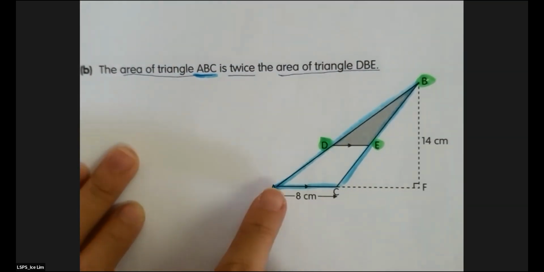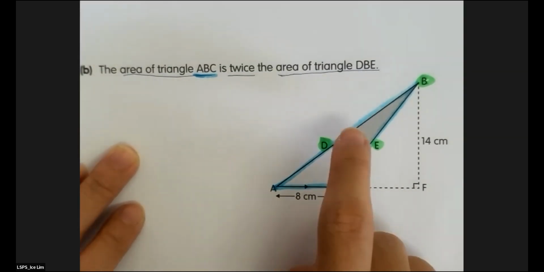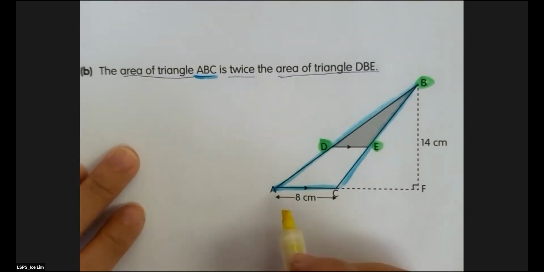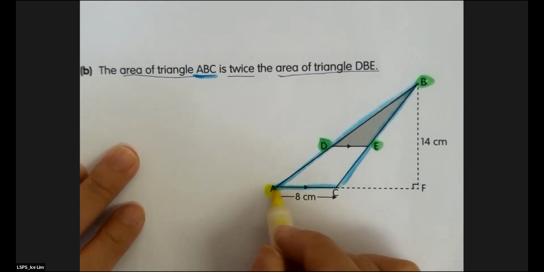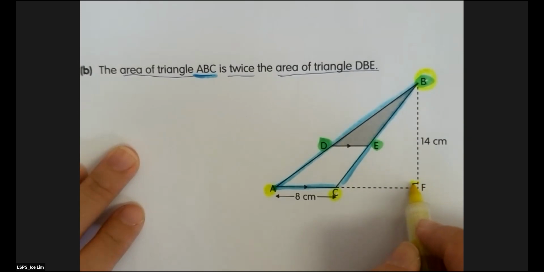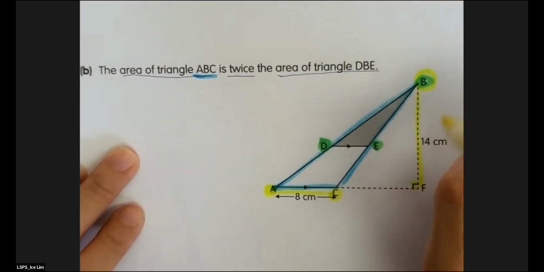Now, it says here the area of triangle ABC is two times the area of triangle DBE. That's already a very big clue. It's telling you to please find the area of triangle ABC. In this case, I look for the right angle. The base is here. The height is here.